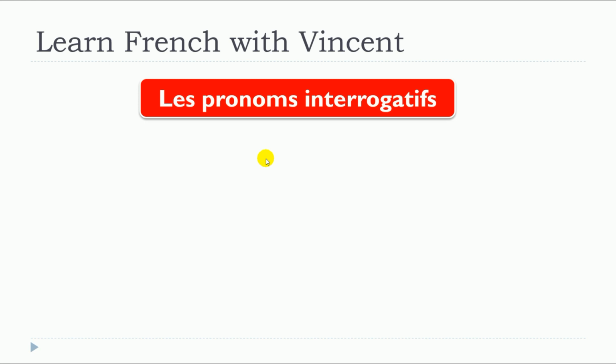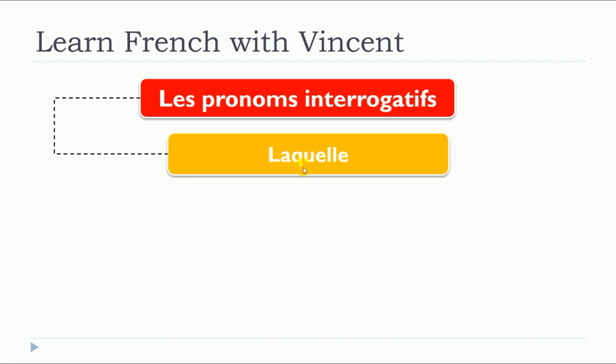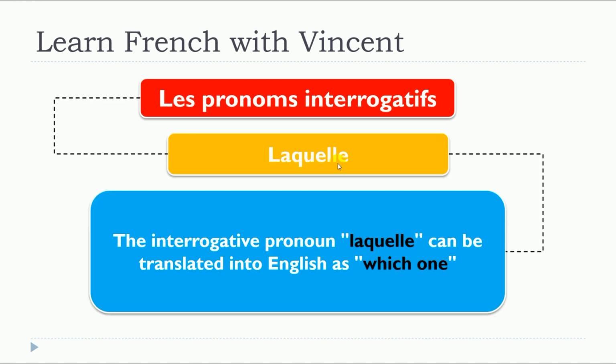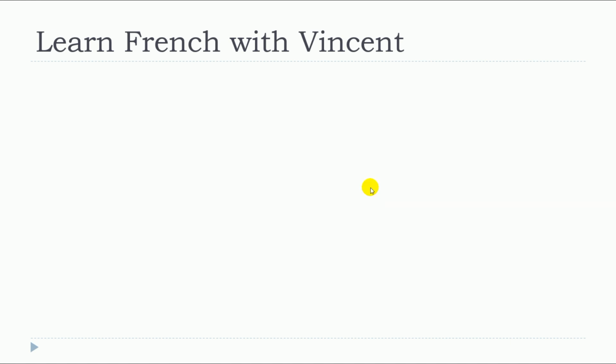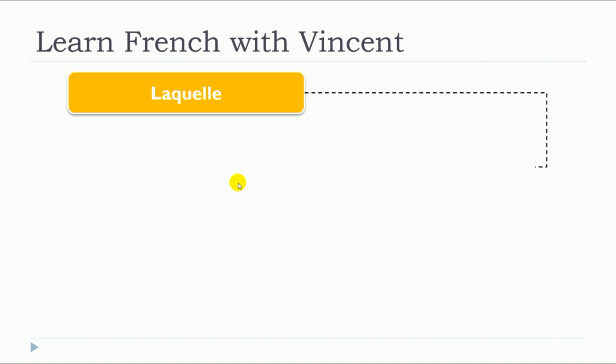So, this lesson is about laquelle. And the interrogative pronoun laquelle can be translated into English as which one. The only thing that you need to remember, it will be used for the féminin singulier. So let's see some examples with laquelle.